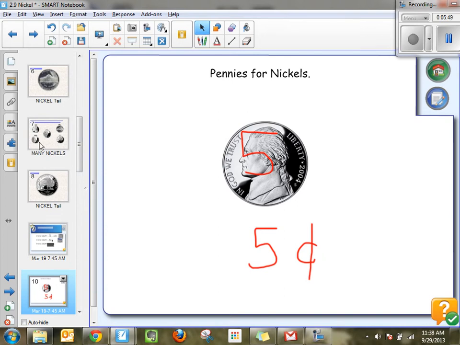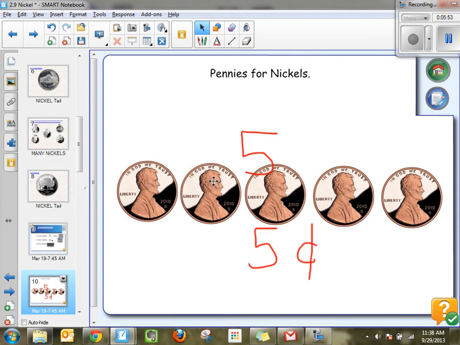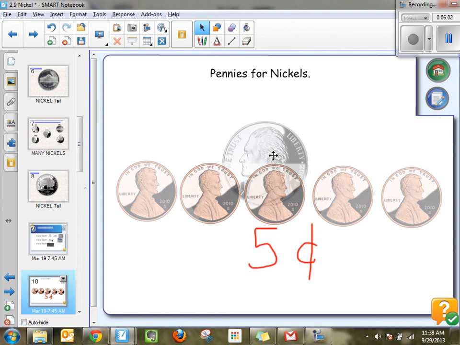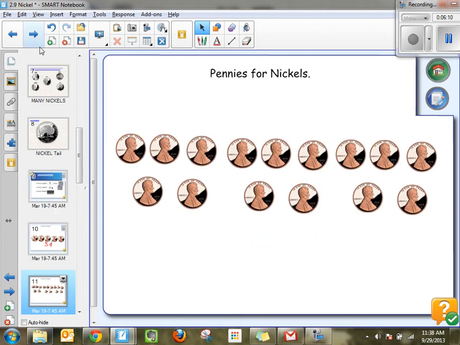So again, let's do this one more time just so you can see. We've got 5 pennies, 1, 2, 3, 4, and 5, and we can trade those 5 pennies for 1 nickel, and they both mean the same amount of money. They're both 5 cents.